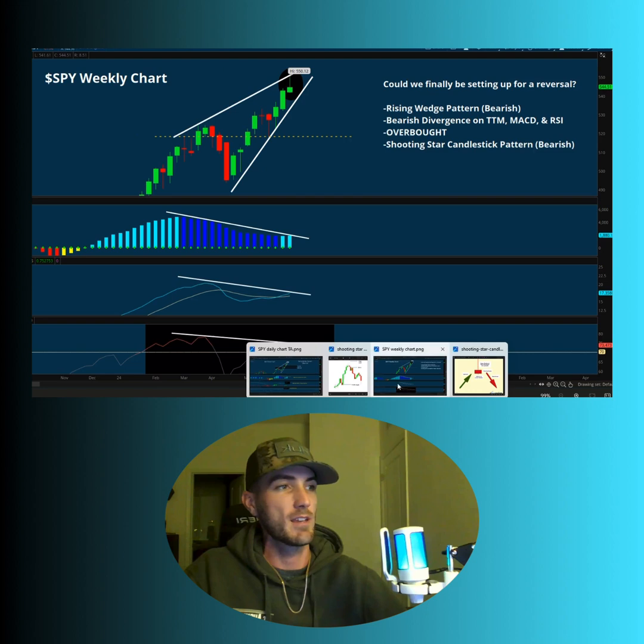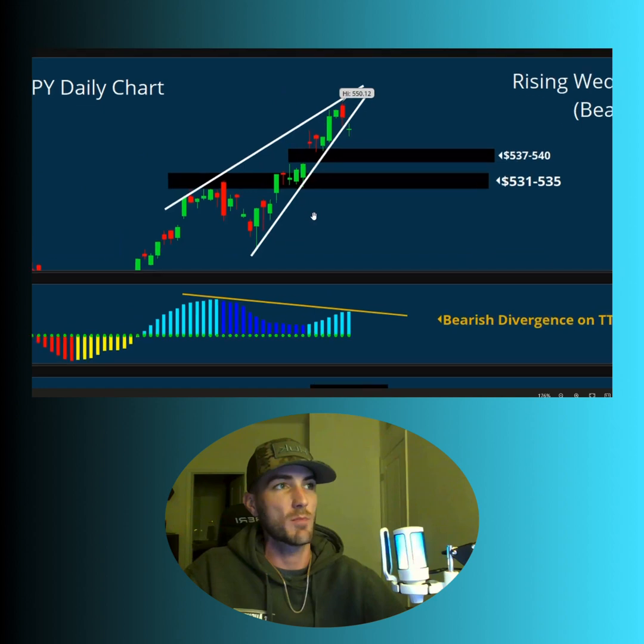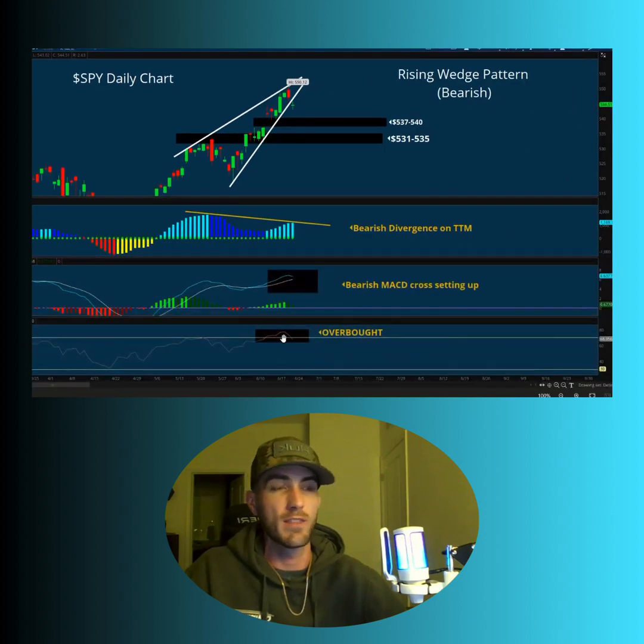Let's take a look at the daily chart now. Very similar setup here. We also have a rising wedge chart pattern. But as you can see here, it appears that we have already closed below the lower trend line. This is also a doji candlestick pattern, signaling indecision in the market. We just made new all-time highs. We've been overextended. We've been running continually for a long time now, and we are overbought on the daily chart as well.